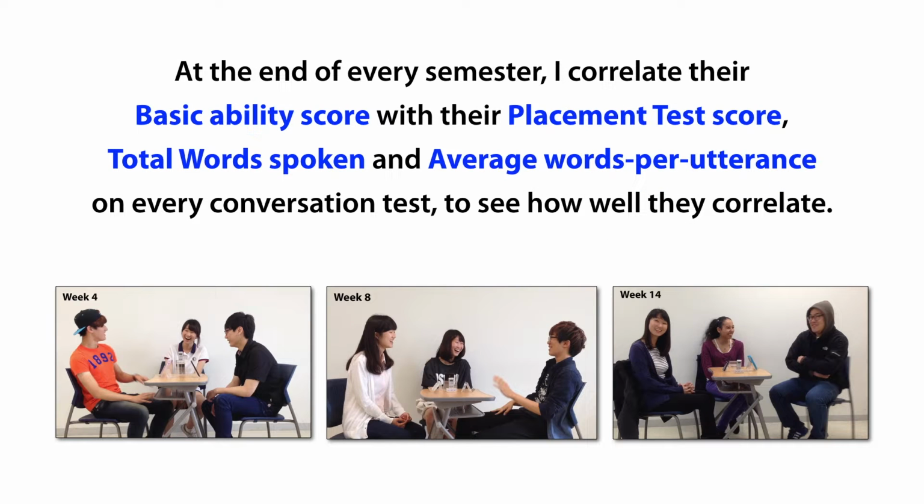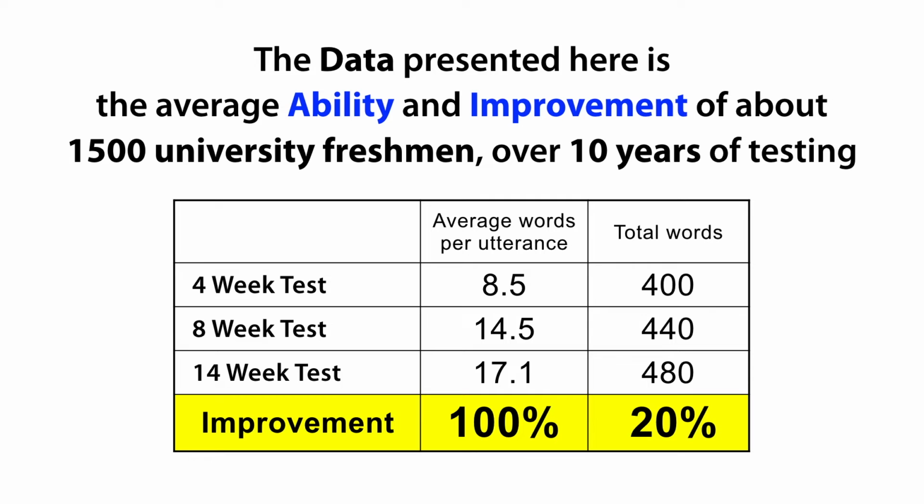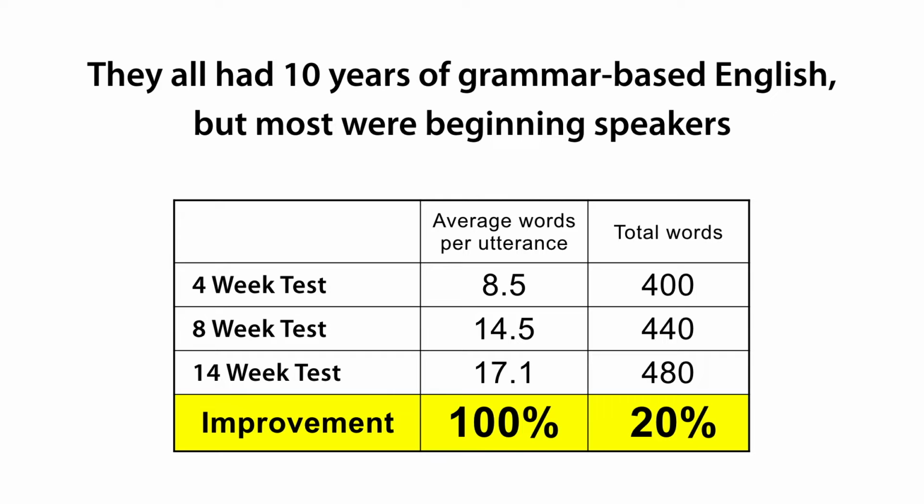At the end of every semester, I correlate their basic ability score with their placement test score, total words spoken, and average words per utterance on every conversation test to see how well they correlate. The data presented here is the average ability and improvement of about 1,500 university freshmen over 10 years of testing. They all had 10 years of grammar-based English, but most were beginning speakers.